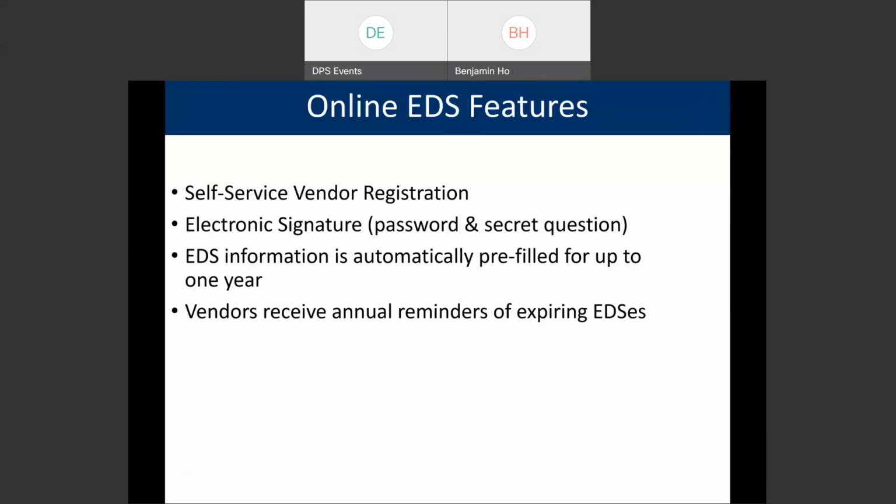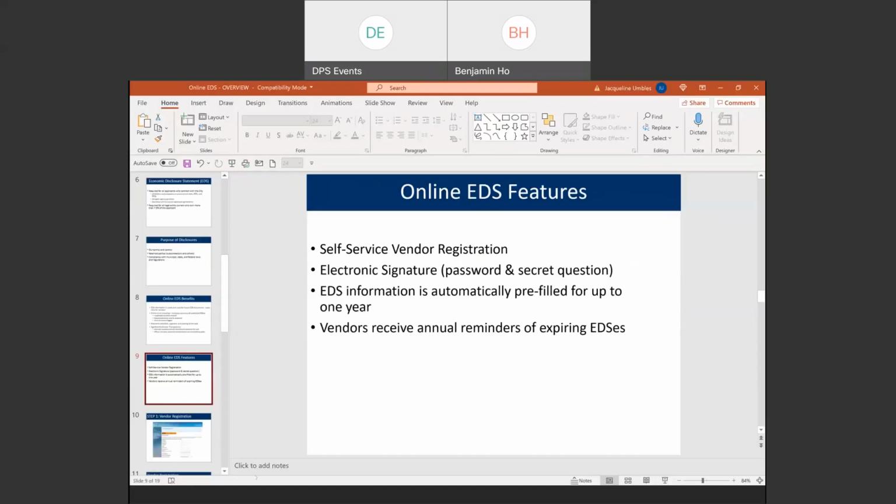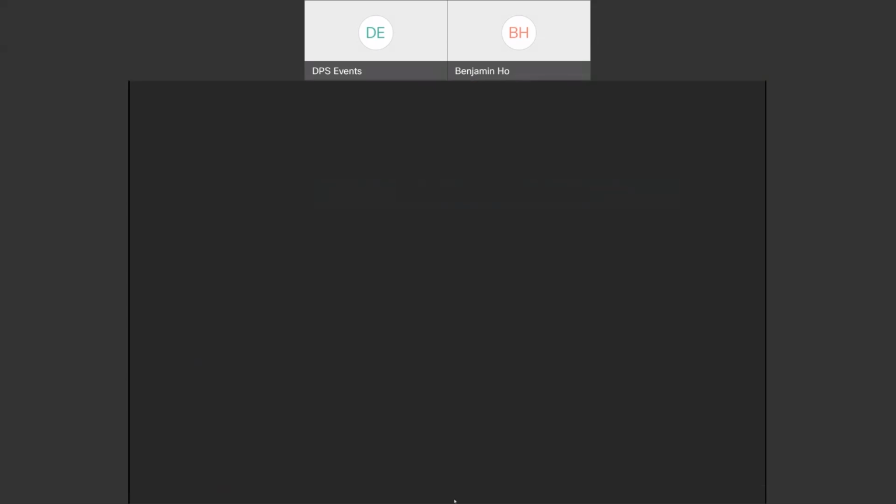So self-service electronic registration is what we're going to see next. We're going to see how you electronically sign your EDS. And as I mentioned before, the information will carry over for up to 1 year after you file your EDS. And thereafter, if you are continuing to do business with the city, you're going to receive an annual reminder of your expiring EDS so you can go and update your information. So let's now move to the screen sharing part, and then I will walk you through registration.